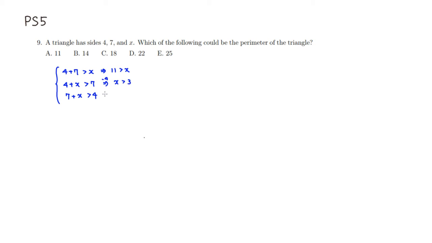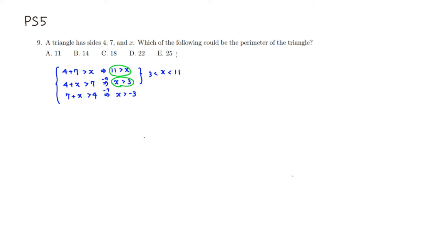Right? Here, let's see. So what's the best way? This is actually not very interesting, because if you subtract 7, x has to be greater than, of course, negative 3. Right? Which is always true, because x is a length, so it's not going to be negative. All right. So only the first one and the second one are meaningful, and if you combine them, it tells you that x is always between 3 and 11.